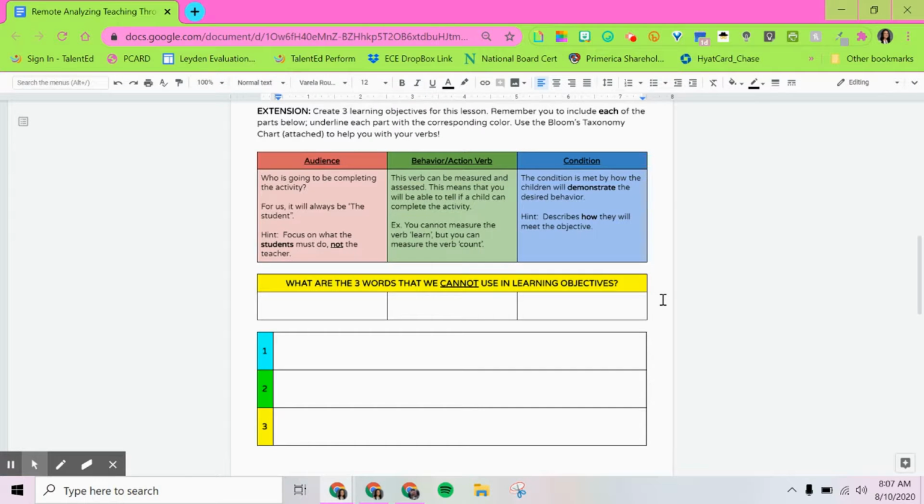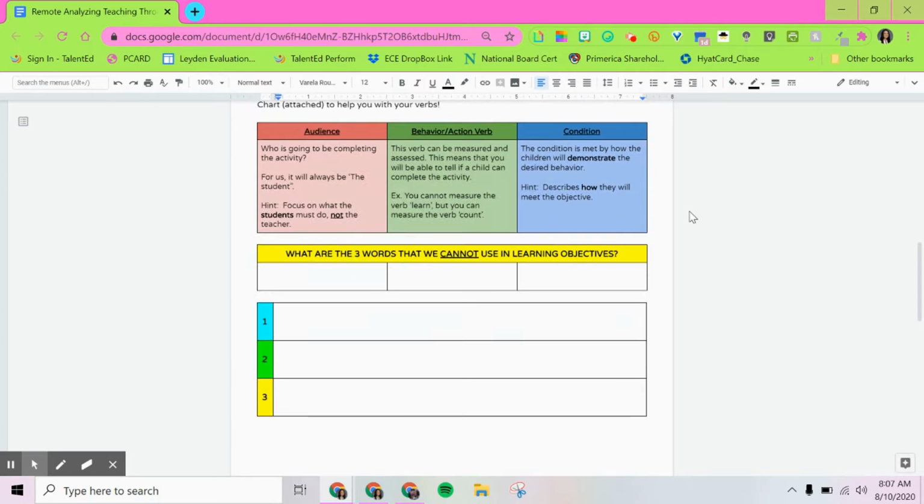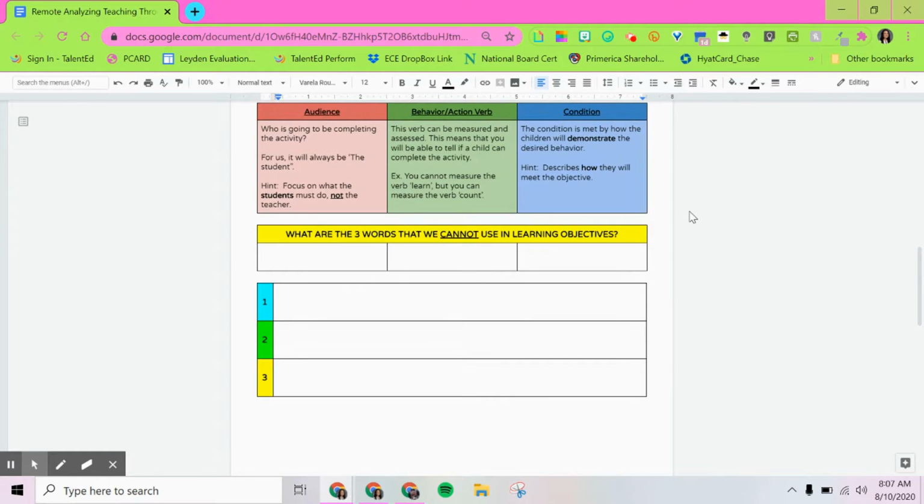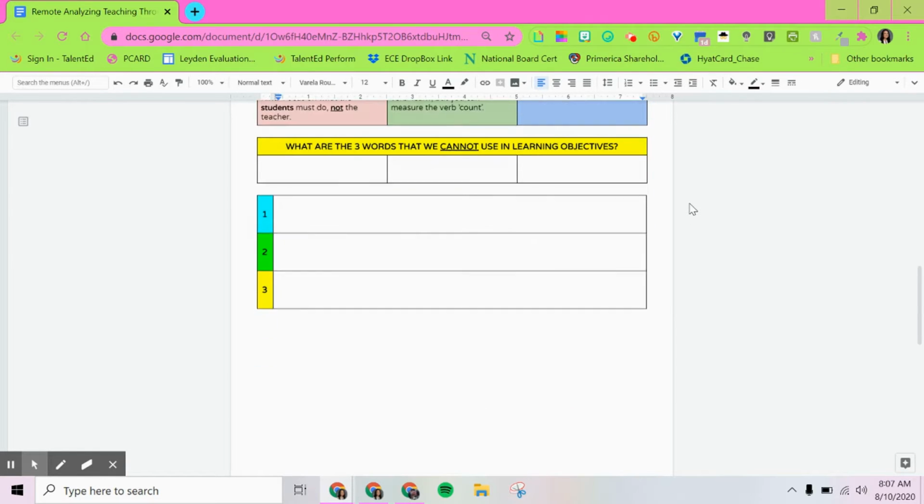And then in the other 3, you're going to write 3 learning objectives that you believe match this lesson plan. In the boxes above, we have our 3 components: audience, behavior, and condition. So make sure that your objective contains all of those as well. Again, this is a great time to go back into the video to see what the students are actually doing to make your learning objectives. It should not be about what the teacher is doing.